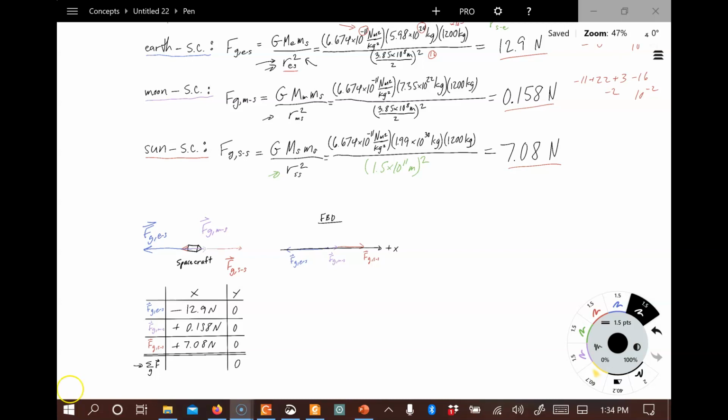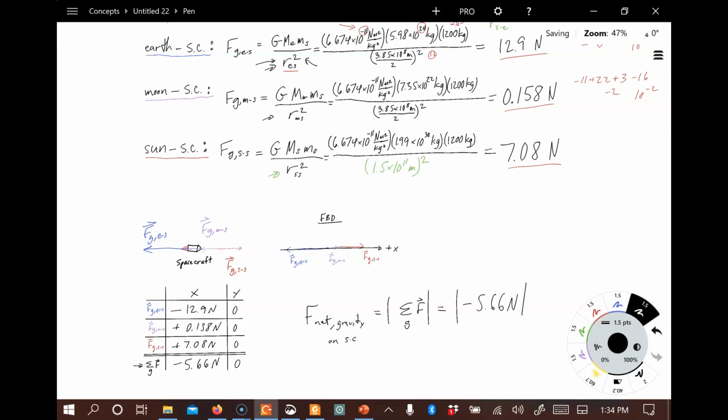And let's add those all up. Adding these up, we get minus 5.66 newtons. And so that is your net force in the x direction. If we want to get the magnitude, F net gravity on spacecraft, that's just what I'm calling the magnitude of this vector that I wrote there, the sum of all the gravitational forces. Well, since we only have one component here to worry about, it's just going to be the magnitude of that one component. And so we come up with an answer here of 5.66 newtons.